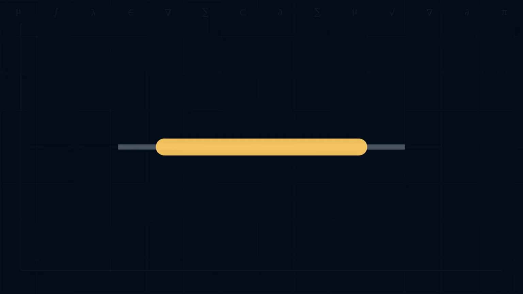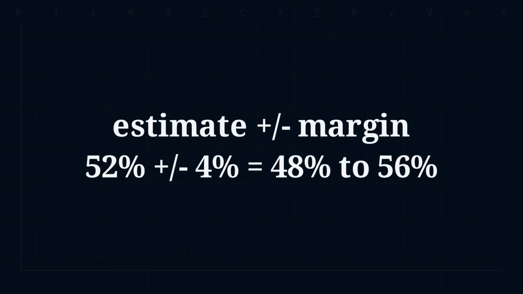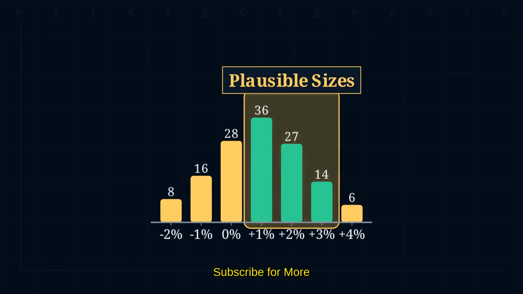Next comes confidence intervals, what that plus or minus number really means, because after you know how to read surprise under null, you need a clear way to state plausible sizes for the effect you care about.